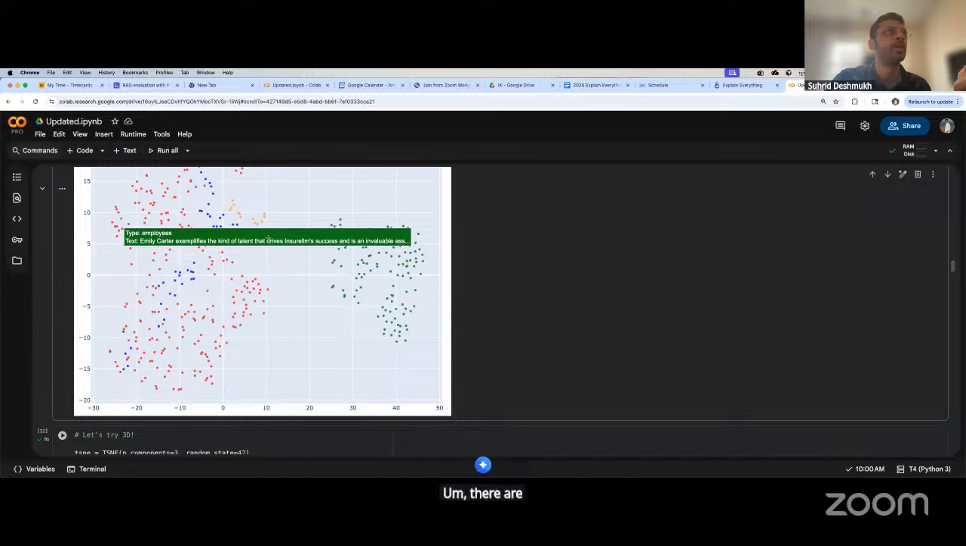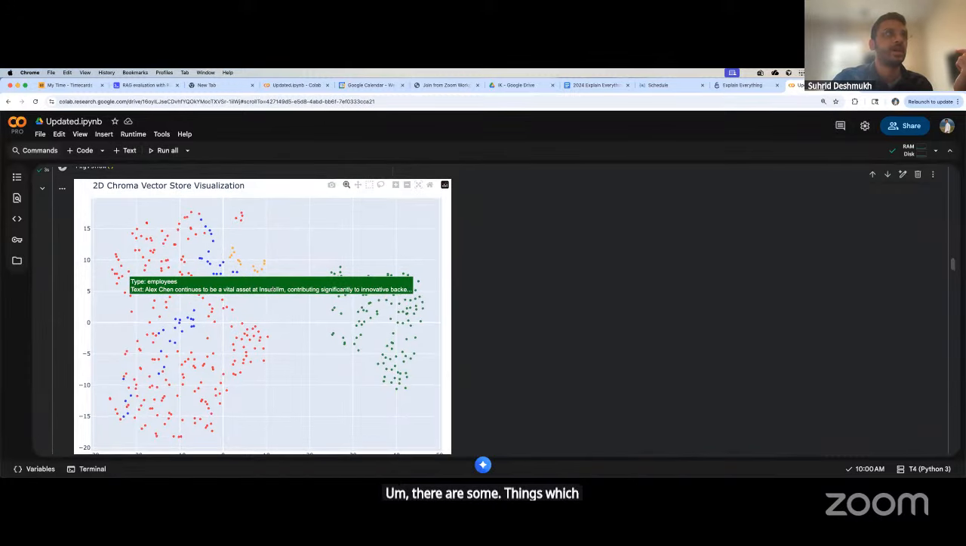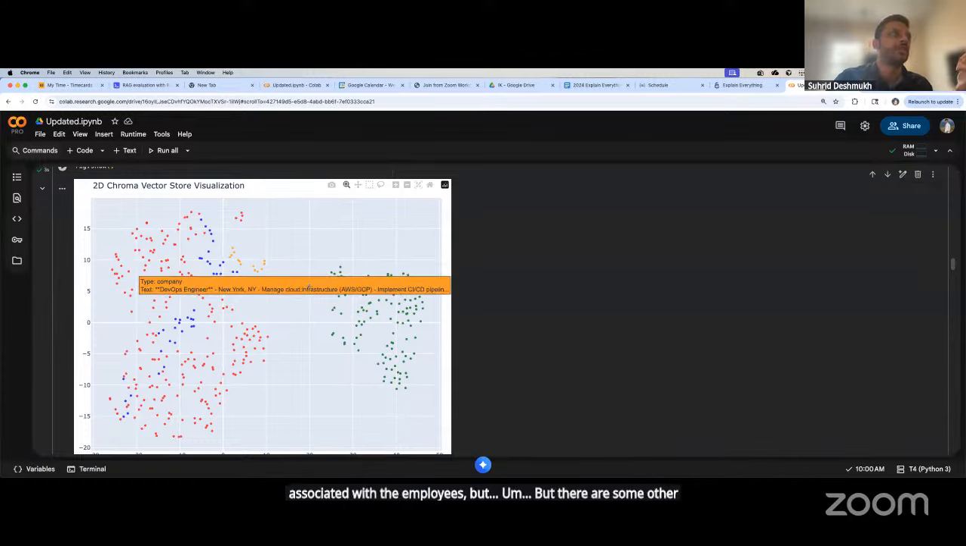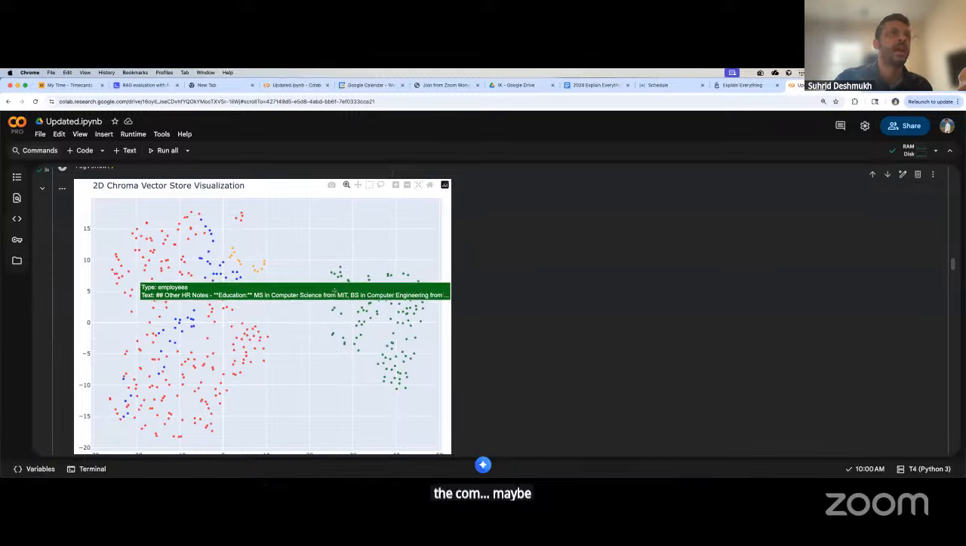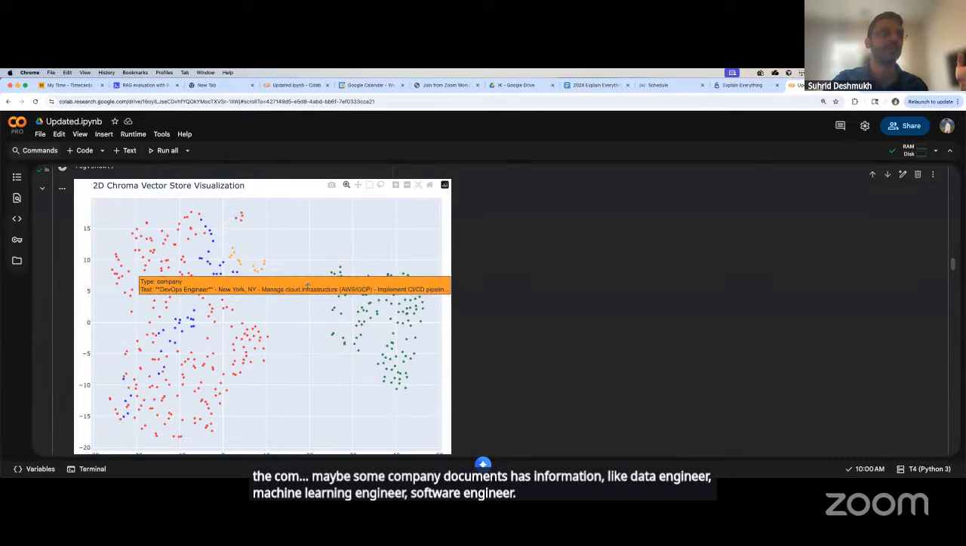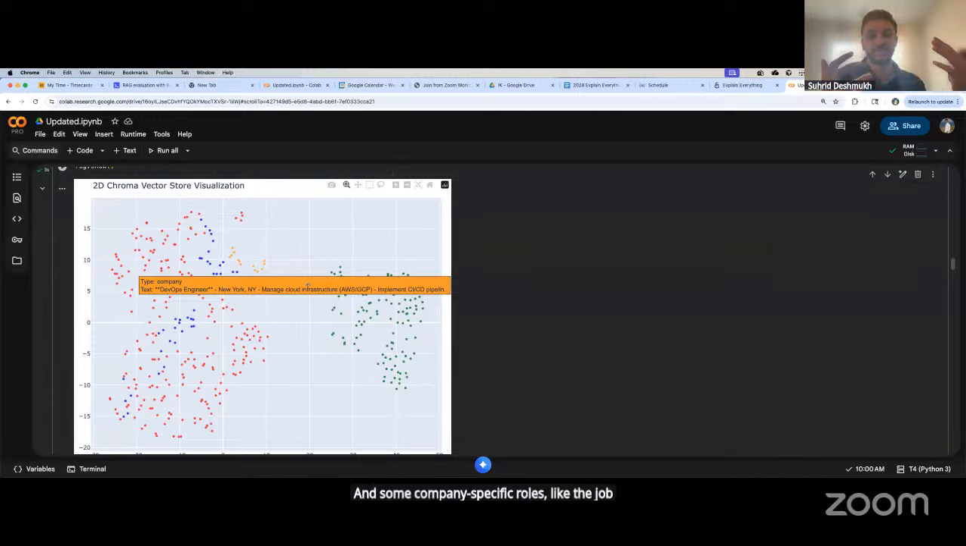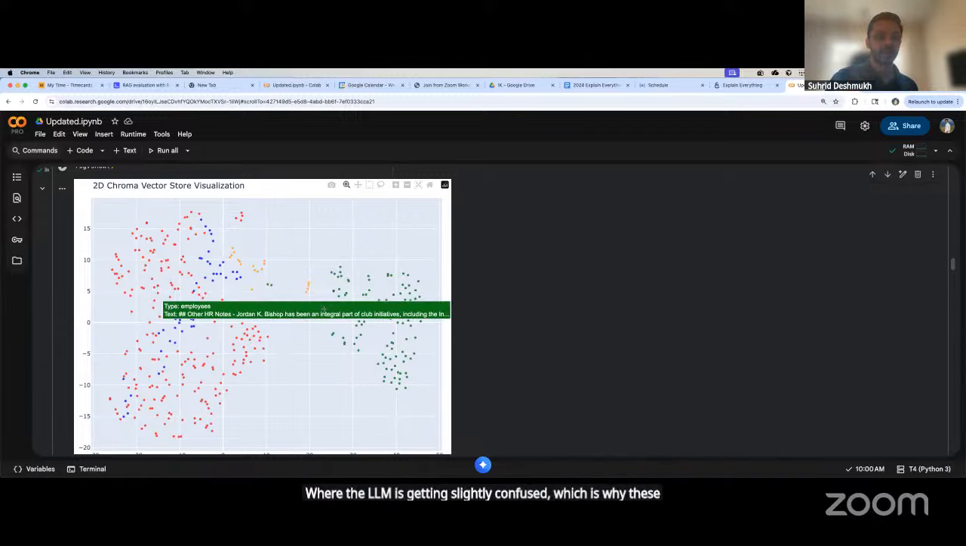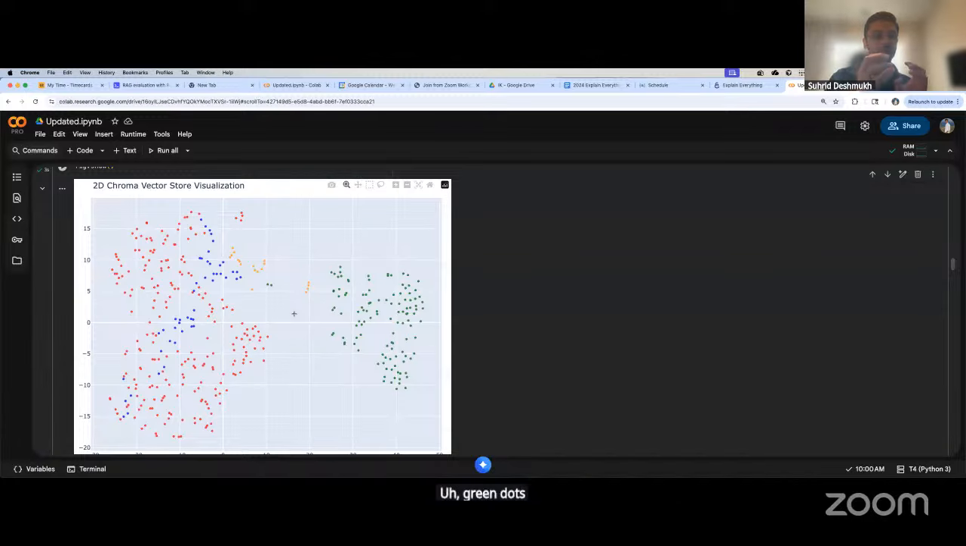There are some things which the LLM is getting confused about. For example, this green dot is associated with the employees, but there are some other company documents that have information like data engineer, machine learning engineer, software engineer, and some company specific roles. The job description also has information like data engineer, DevOps engineer, customer success, account executive. You can see where the LLM is getting slightly confused, which is why these yellow dots and these green dots are close to each other.